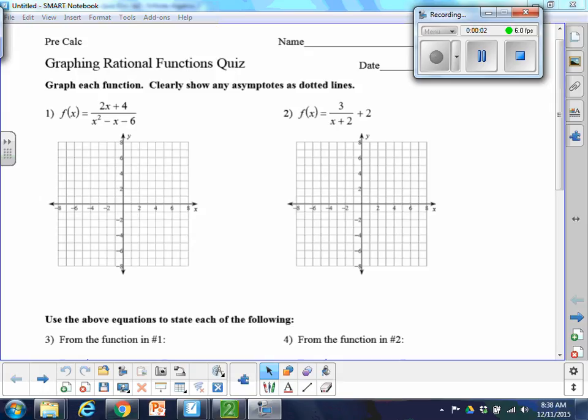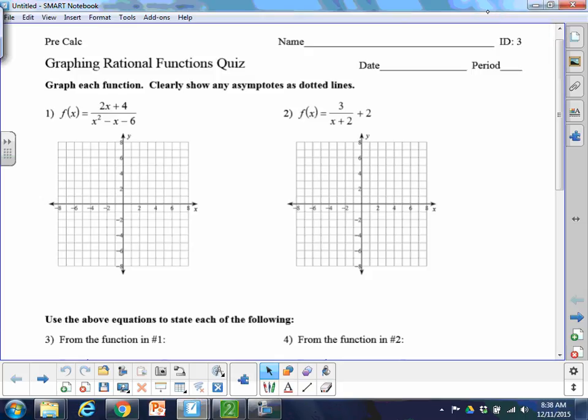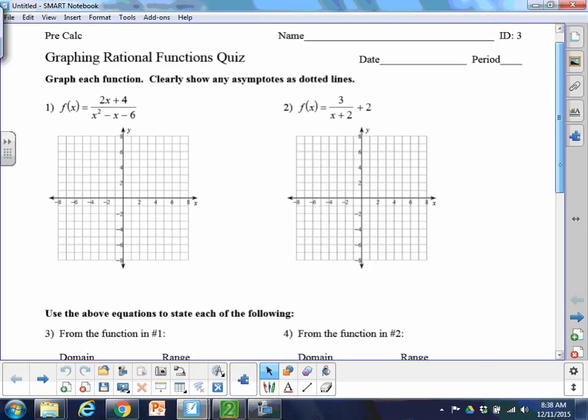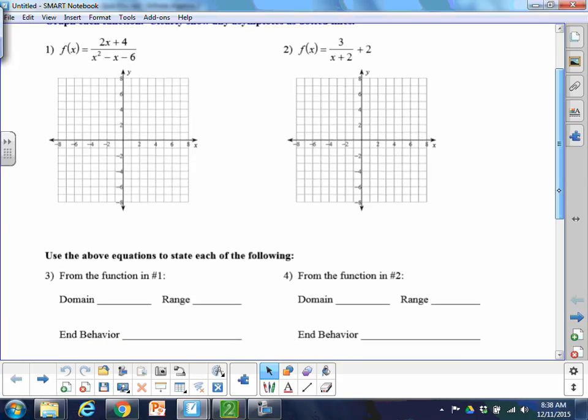Okay, this is the rational function graphing. A couple problems I want to go over from the quiz. So let's see, first we have f of x equals (2x + 4) over (x squared minus x minus 6). And we want to graph it and show all asymptotes. And then question 3 below, we'll want the domain, range, and end behavior.